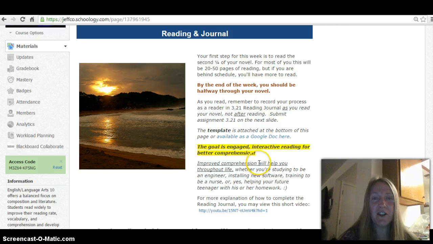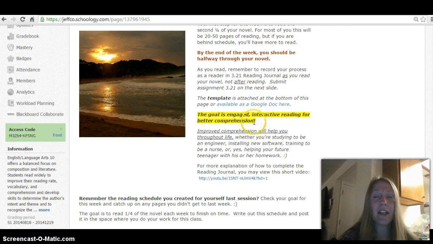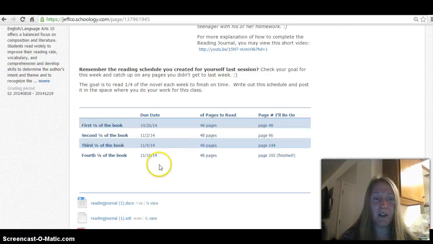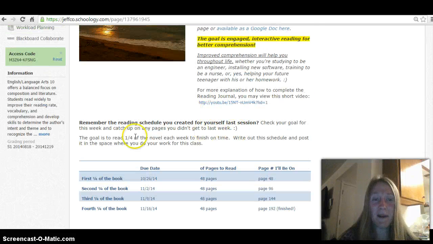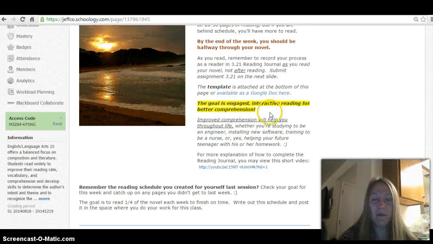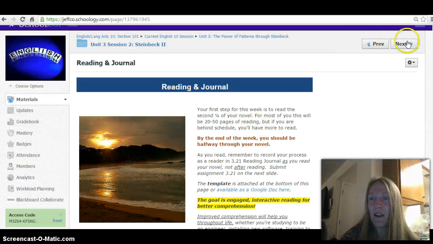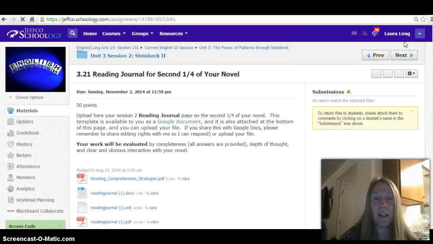You're going to continue reading your book using the reader response journal that you started last week. Same exact template. You can use it as a Google Doc here, or you can access it at the bottom of this page. You may need to make some alterations to your reading schedule if you found that last week was a little busy for you, which it very well may have been. But you'll get a chance to catch up on your reading this week and submit your reading journal. And that will be your first 50 points for the week.